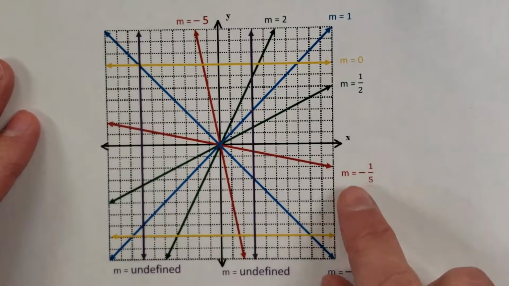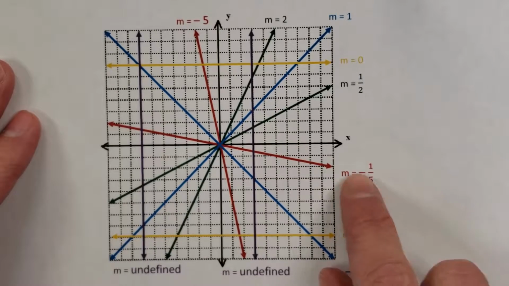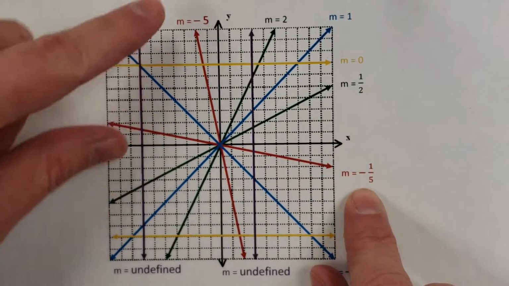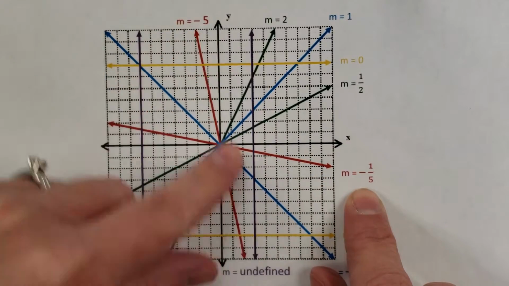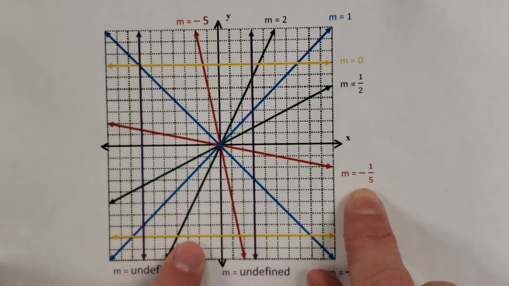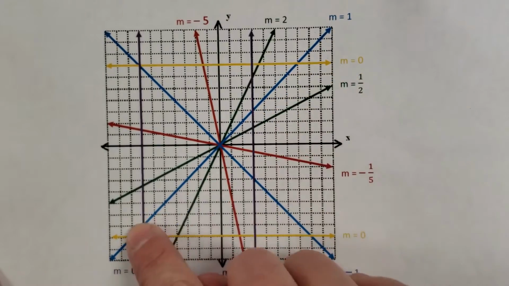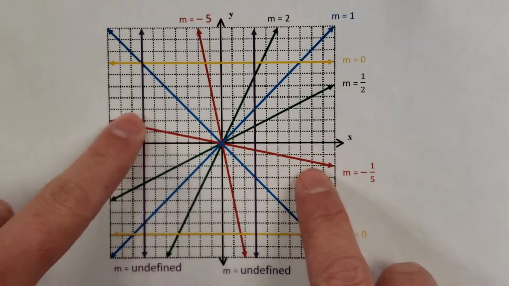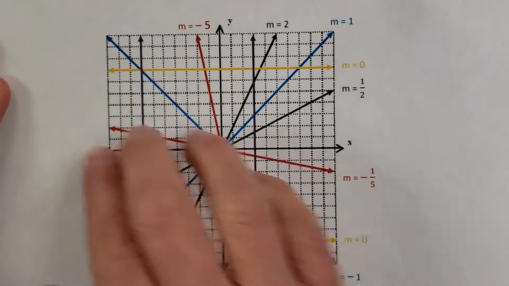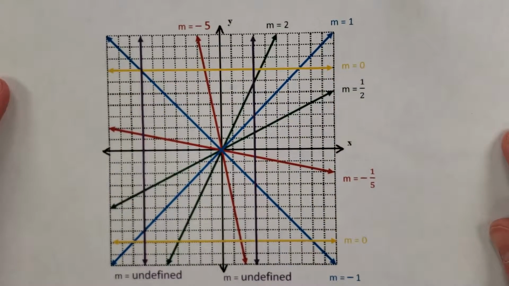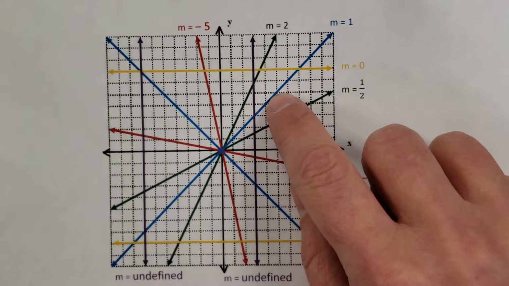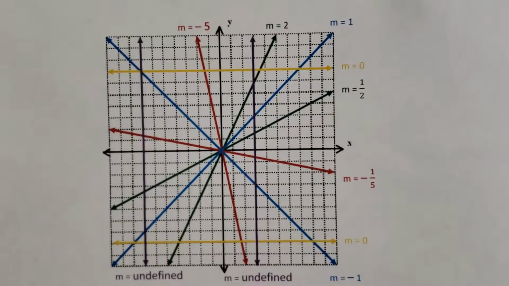Another thing that we observed is that slopes with a fraction tend to be less steep than slopes with a higher number. So this 5 is very steep. The slope of 1 is not so steep. The slope of 1/2 is even shallower, and the smaller slope of 1/5 is even shallower still. And 0 again has no slope at all. We see a slope of 1 and a slope of -1. Those are the ones that go through the corners of the grid lines as we move across the coordinate plane.